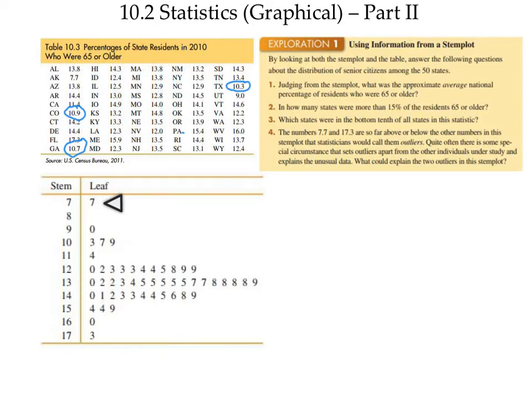Finally, it asks us to consider the numbers 7.7 and 17.3 that are so far above or below the other numbers that they're called outliers. What could explain the two outliers? Well, I'm pretty sure I know the outlier 17.3, which is Florida, and that's because many people retire there. It's a place for older people to retire.